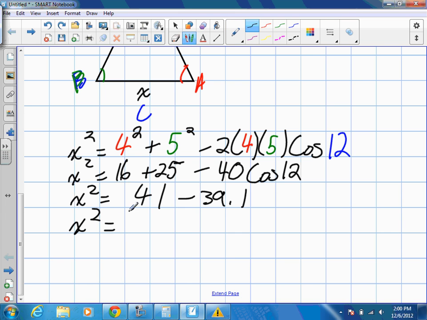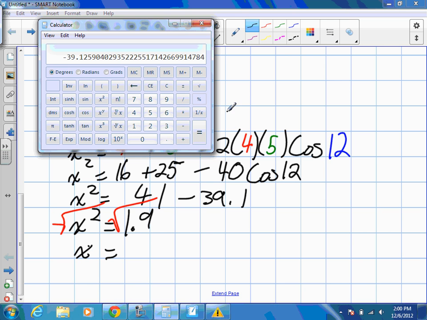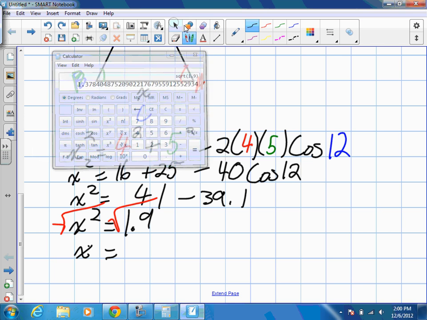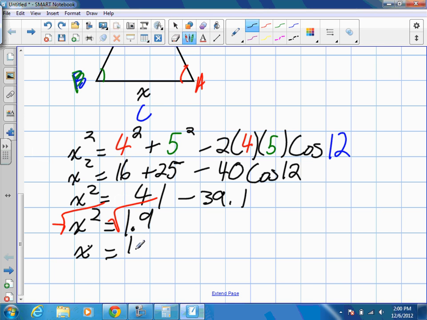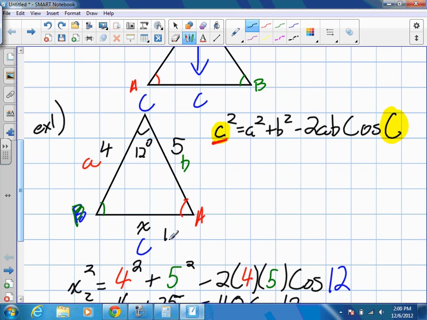Are we done? Is that measurement of that side 1.9? What do I have to do? Square root. That's okay. So we take this, and we take our 1.9, so square root of 1.9 is 1.37. So in other words, our unknown side was 1.37 units in length.